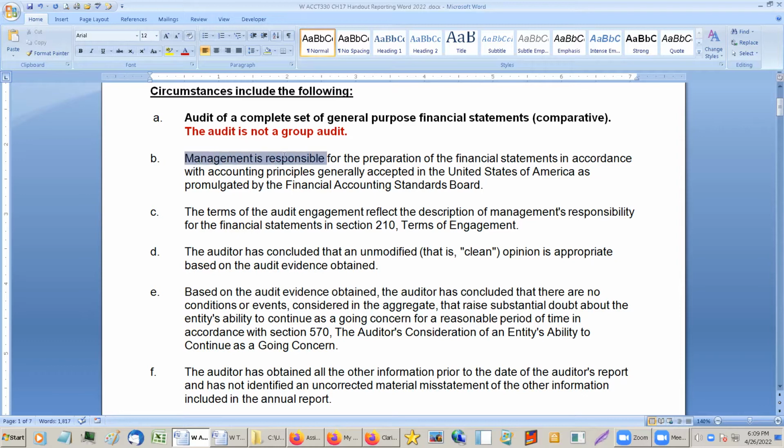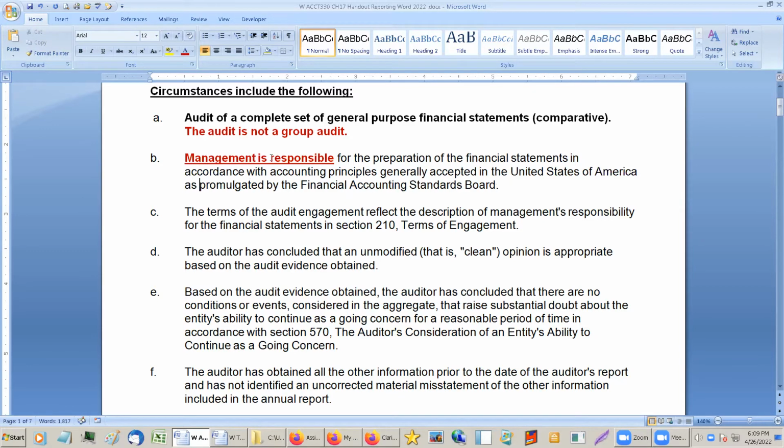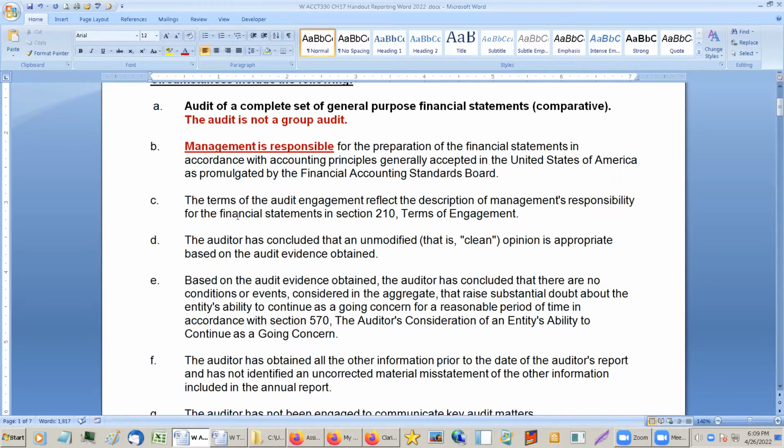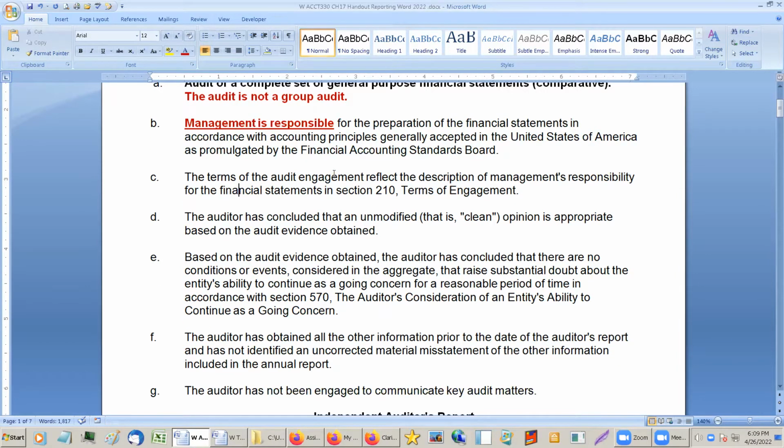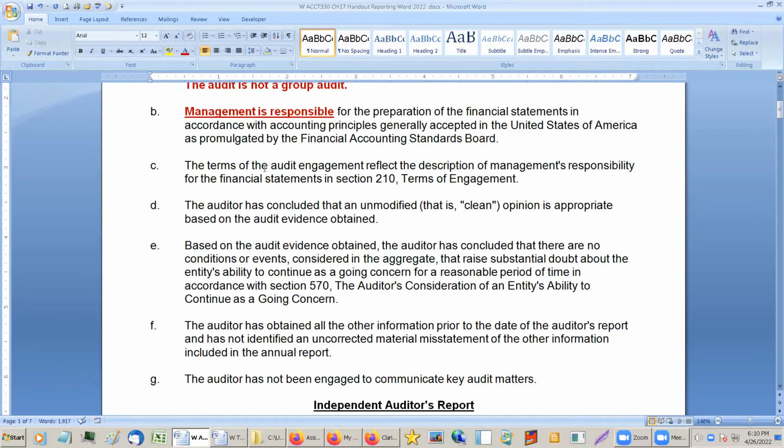Management must take responsibility. If management does not take responsibility, you can't issue a report. Management is basically responsible for the financial statements and internal controls. So management must acknowledge they are responsible for those things.